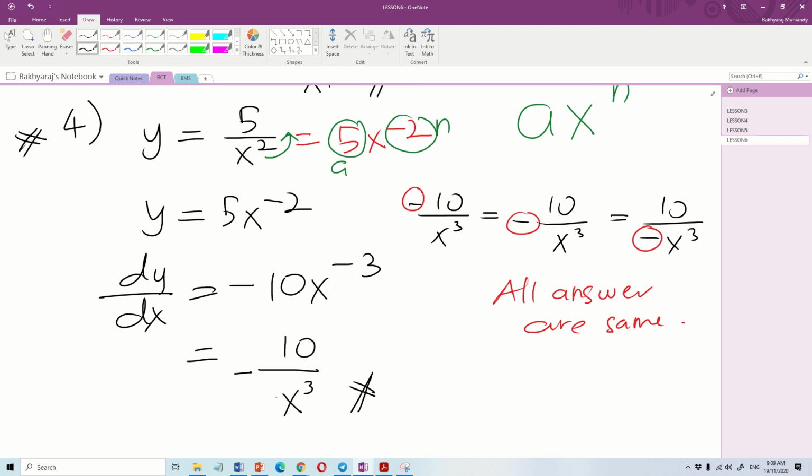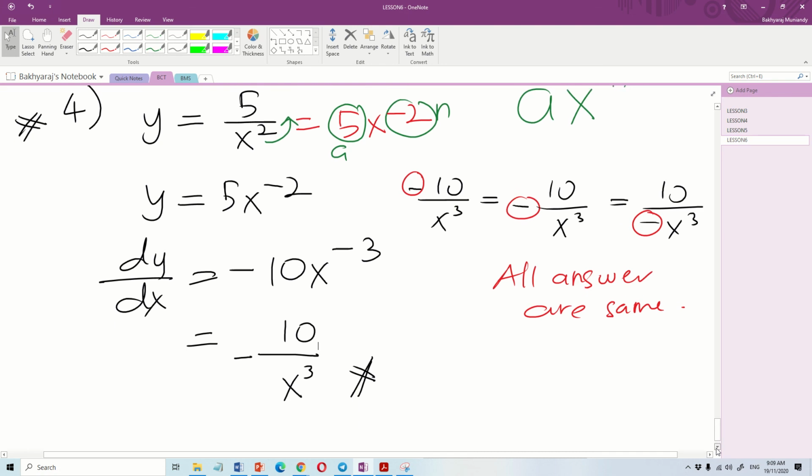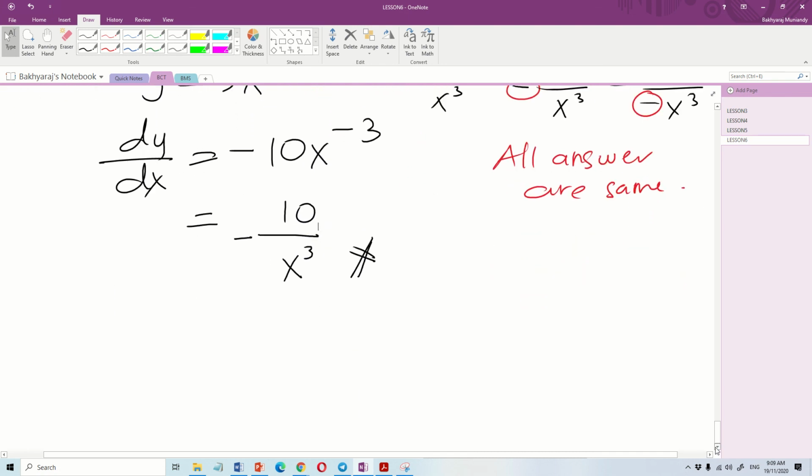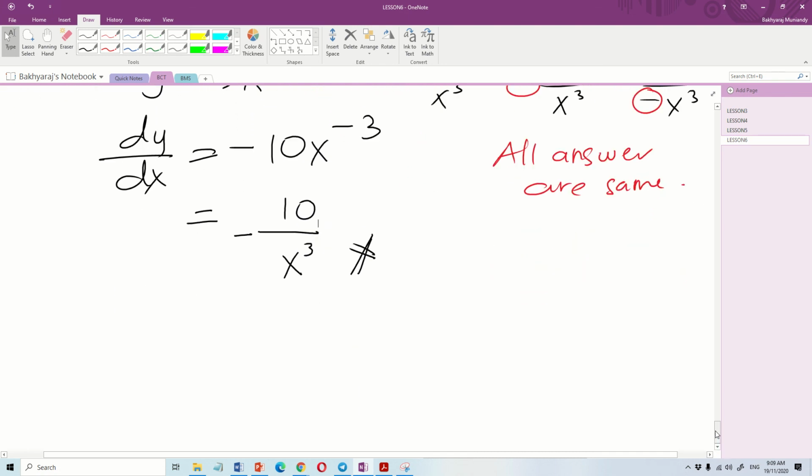Okay, next kita pergi soalan 5. Number 5, y equals 2 over x square minus 3 over x.